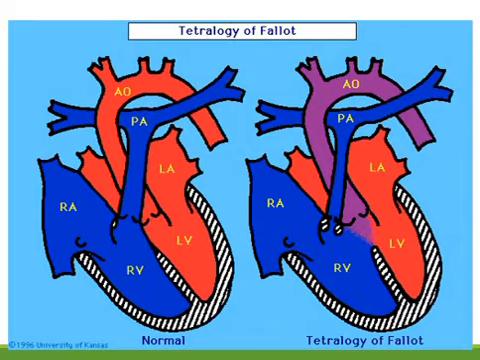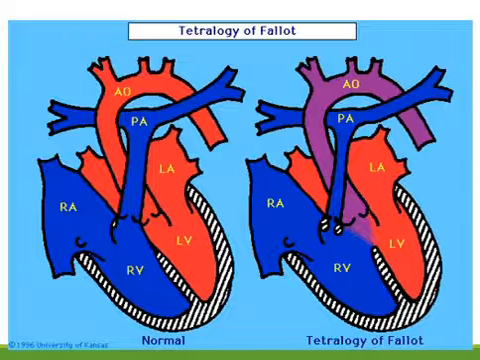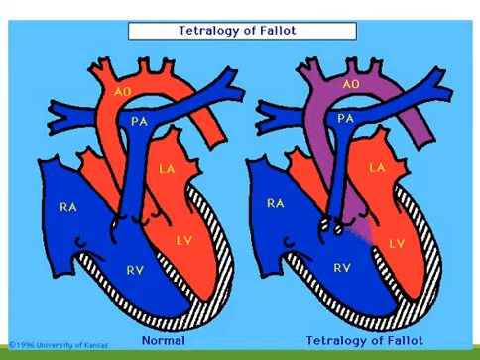The second component of the tetralogy of Fallot is right ventricular hypertrophy. Hypertrophy means something is getting enlarged, the muscles are getting enlarged. So let us look at the right ventricle here. If you look at the normal muscles and compare them to these muscles, the muscles are bigger than the one on the left, so they have hypertrophied. That's the second component.